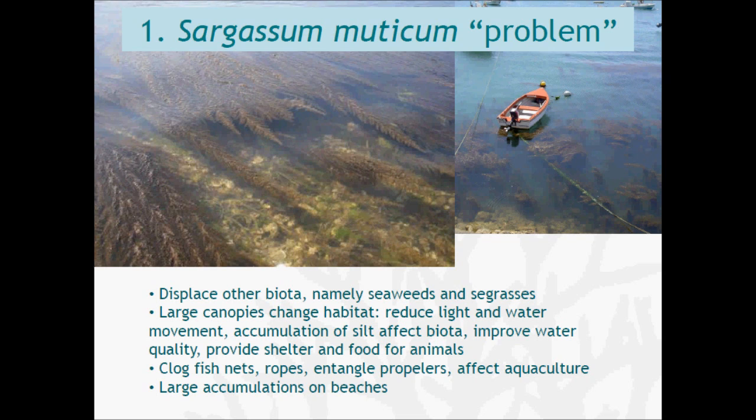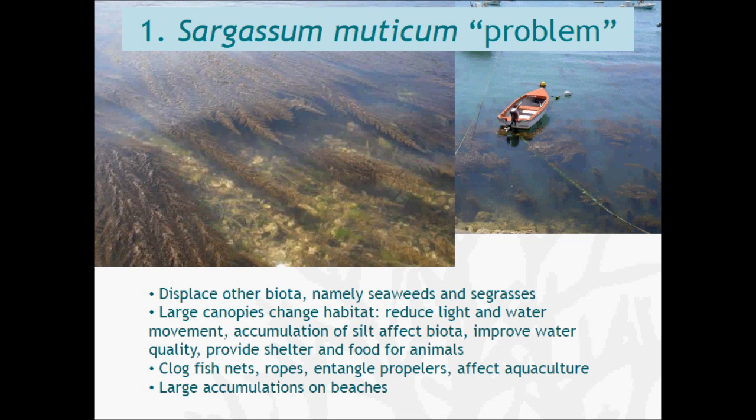But on the other hand, they can improve the water quality because they are reducing the sediments and the particles in the water. So the water becomes clearer, so there are positive effects. They provide shelter to many animals, and actually there is often more diversity associated with Sargassum muticum than the original biodiversity there. And they are a major contribution of food for other animals. So we have to look also at the positive effects.